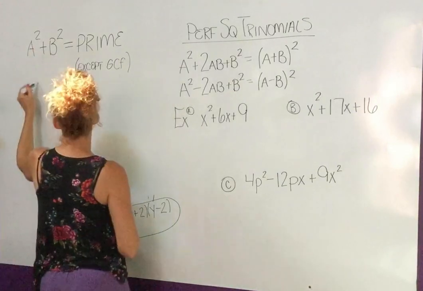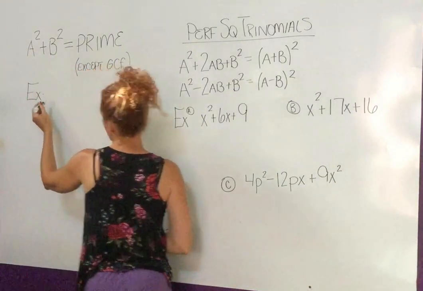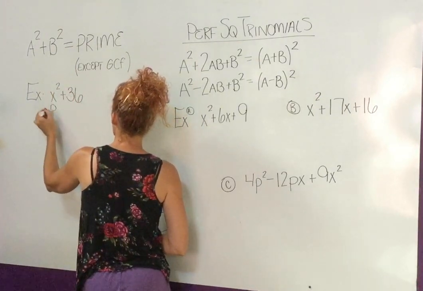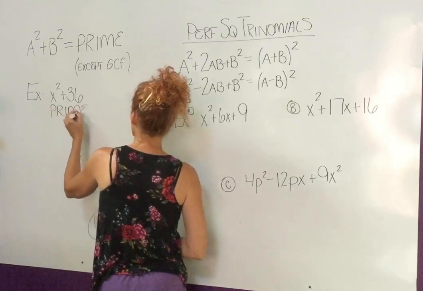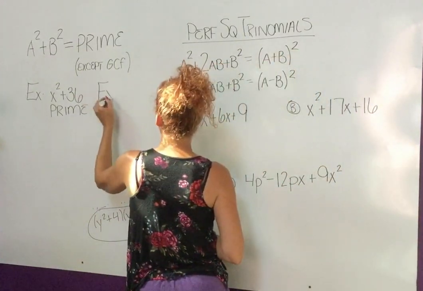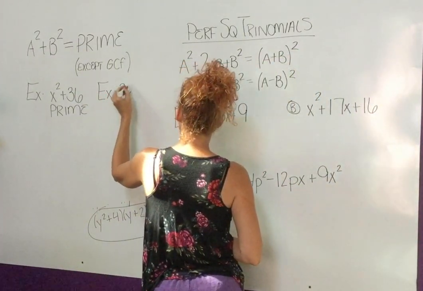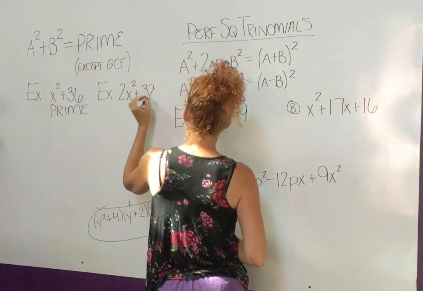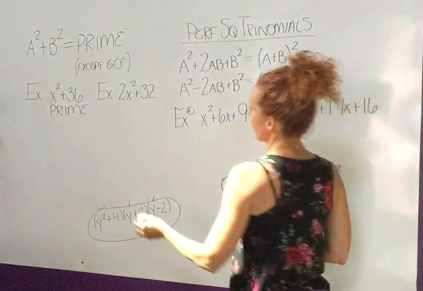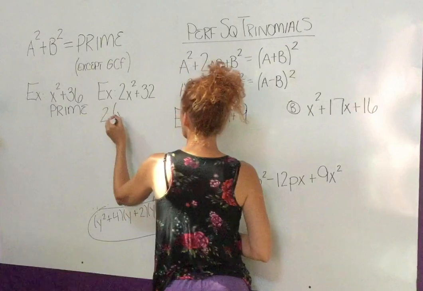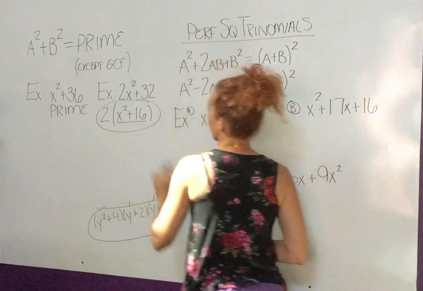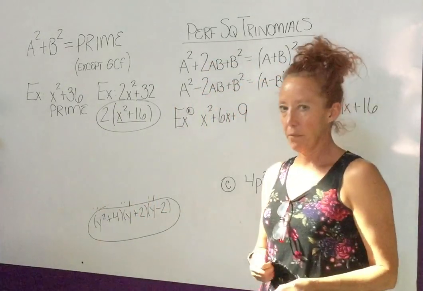So if you are given a problem that looks like this, you write down prime. If you're given a problem that looks like this, you say, gosh, both of those are even, so I'm going to pull that 2 out, and I'm done. Because this part right here is now prime.